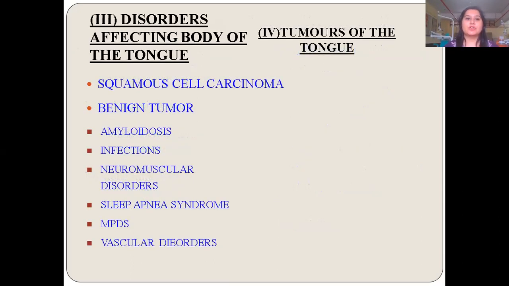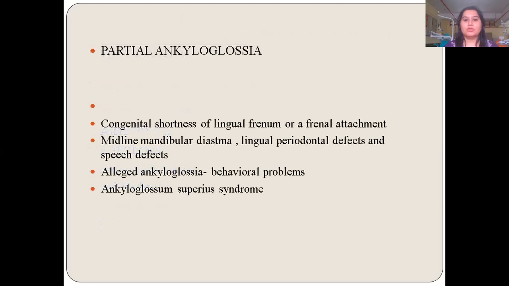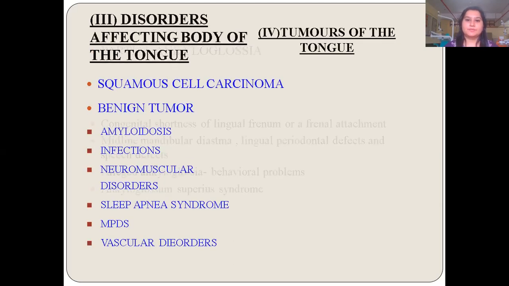Pigmented lesions like ulcers and infectious diseases. Third classification is disorders affecting the body of the tongue, like squamous cell carcinoma, benign tumors, amyloidosis, infections, neuromuscular disorders, sleep apnea syndrome, MPDS, and vascular disorders, and also various tumors of the tongue.